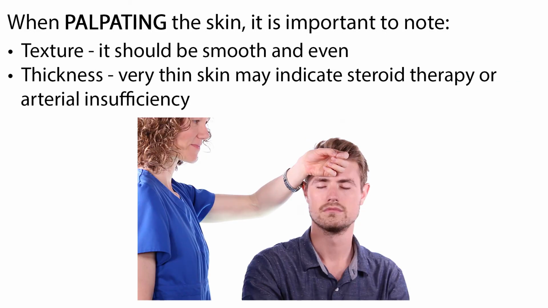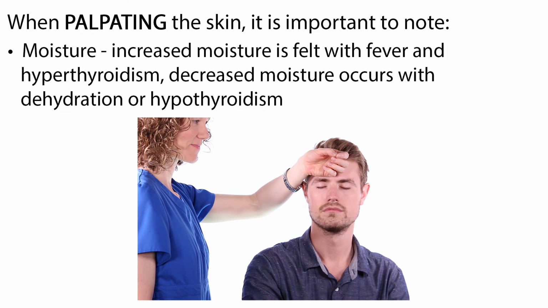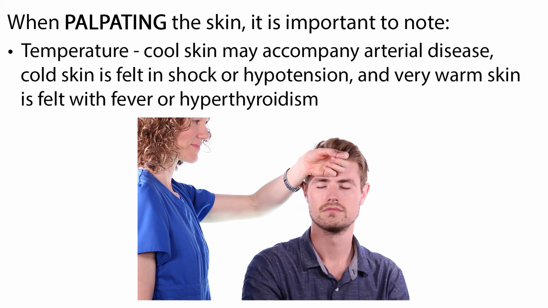When palpating the skin, it is important to note texture. It should be smooth and even. Thickness. Very thin skin may indicate steroid therapy or arterial insufficiency. Moisture. Increased moisture is felt with fever and hyperthyroidism. Decreased moisture occurs with dehydration or hypothyroidism. Temperature. Cool skin may accompany arterial disease. Cold skin is felt in shock or hypotension, and very warm skin is felt with fever or hyperthyroidism.